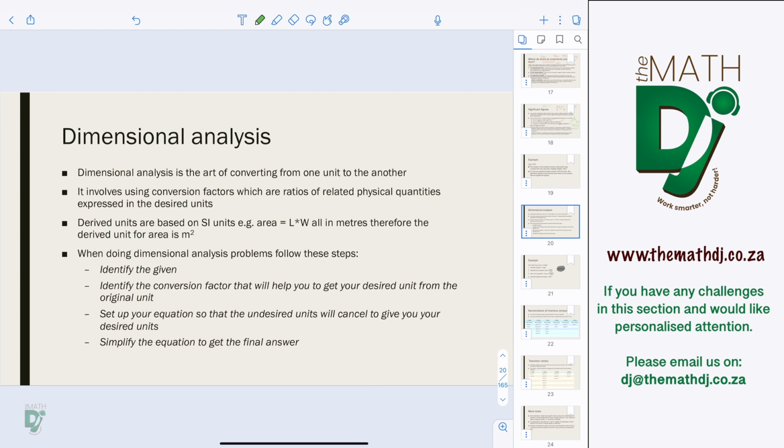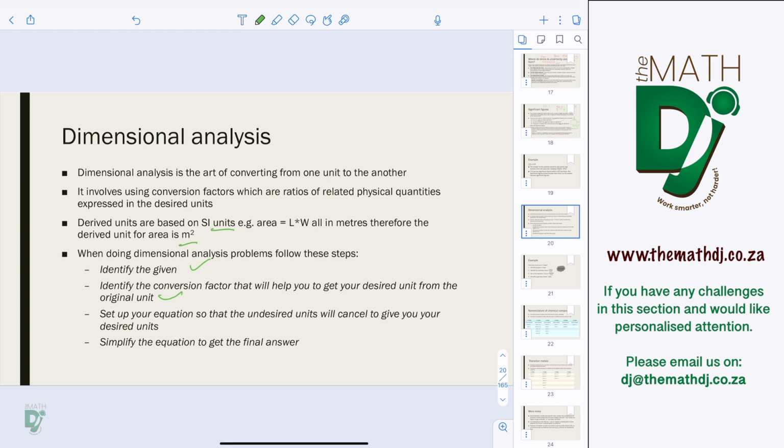The derived units are based on SI units, e.g. area is length times width, or in meters. Therefore, the derived unit of area is meter squared. When doing dimensional analysis, problems follow these steps. First, identify what is given. Then identify the conversion factor that will help you get the desired unit from the original unit.